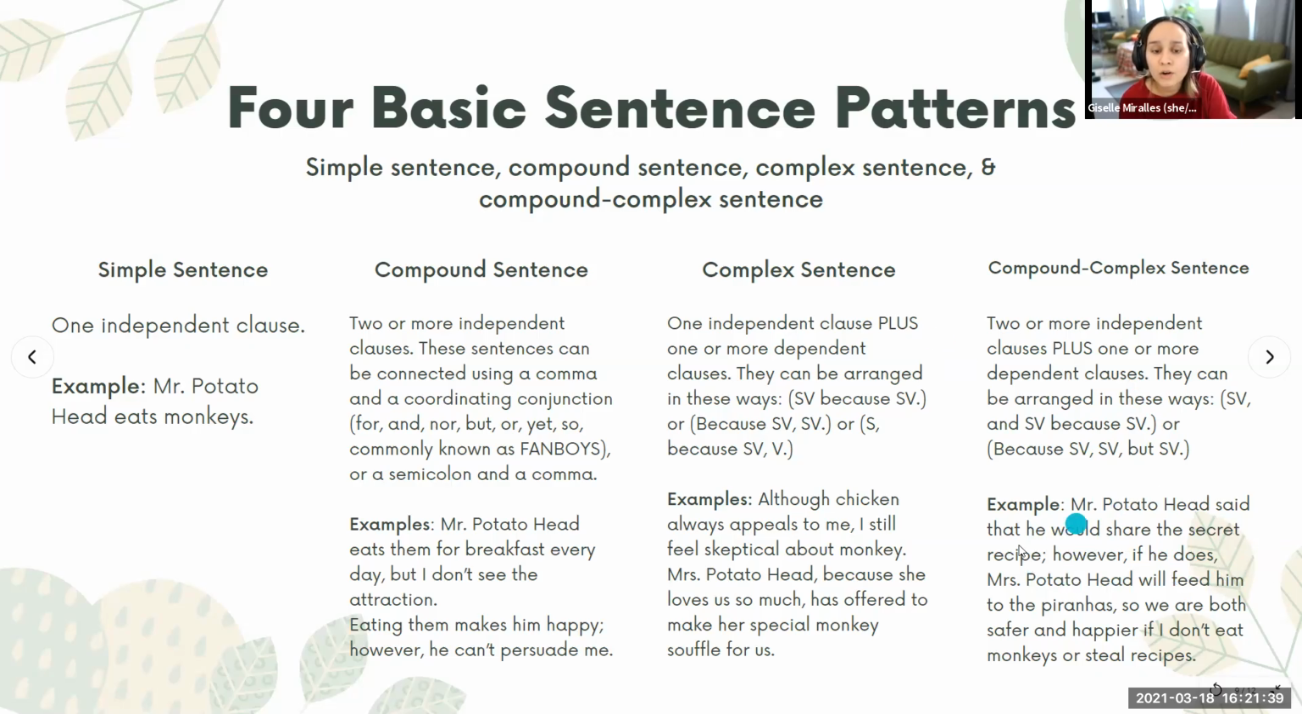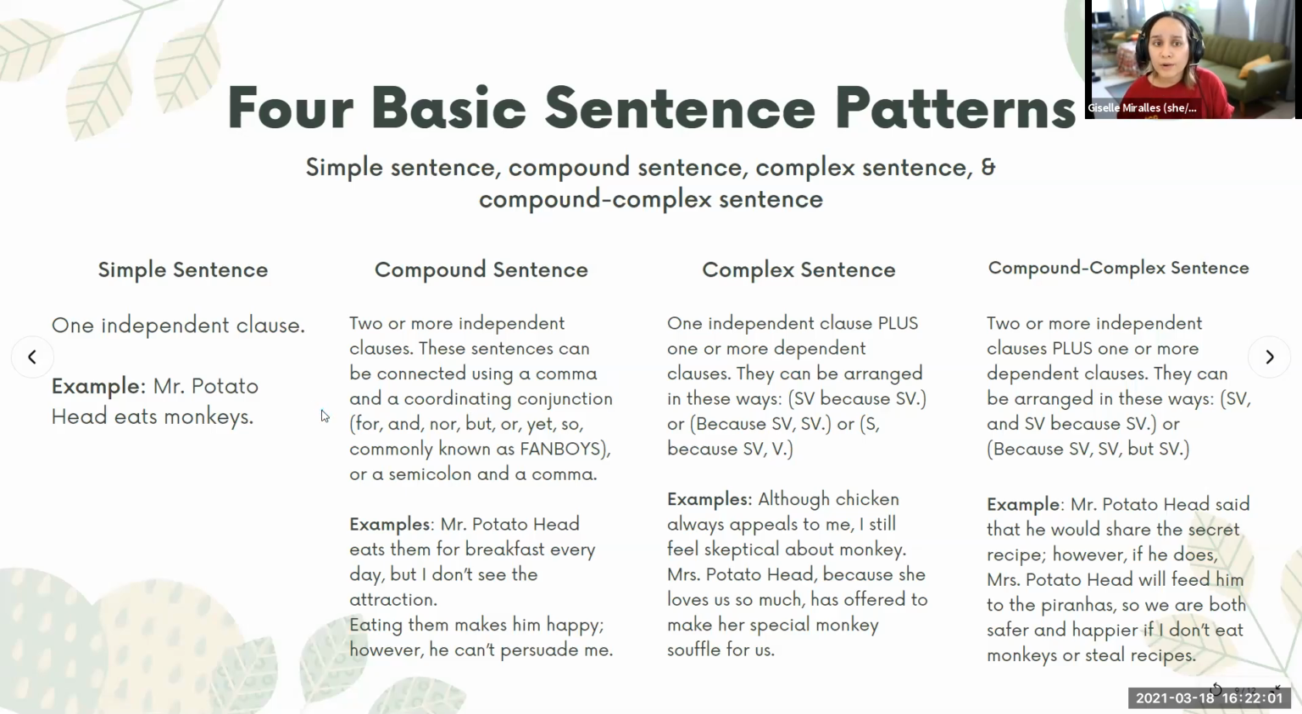But because there are 3 independent clauses here, that's what makes it a compound complex sentence, because it requires that 2 or more independent clauses plus 1 or more dependent clause are present. So in this case, a compound complex sentence is a combination of both of these sentences put together.